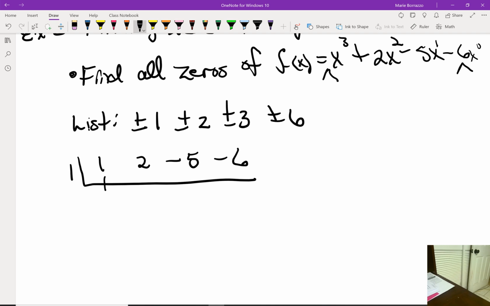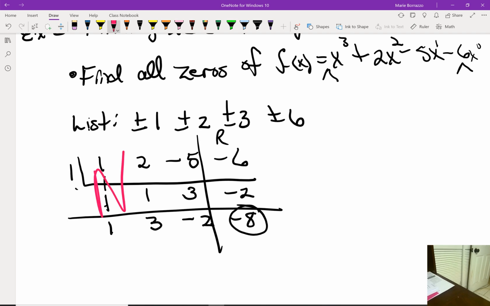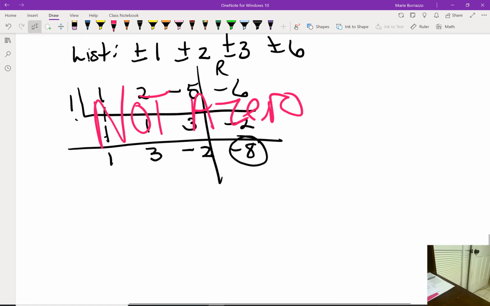So if I drop the 1, 1 times 1 is 1, 2 and 1 is 3, 1 times 3 is 3, minus 5 and 3 is -2, 1 times -2 is -2, leaving me a -8. So because I have a value in the remainder column, this is not a 0. Am I clear on that? I'm trying to make that point crystal clear.